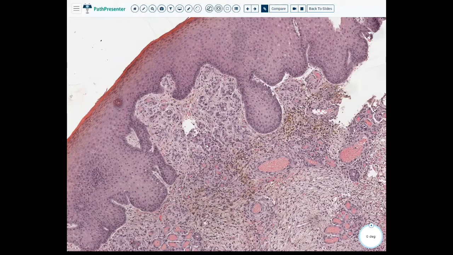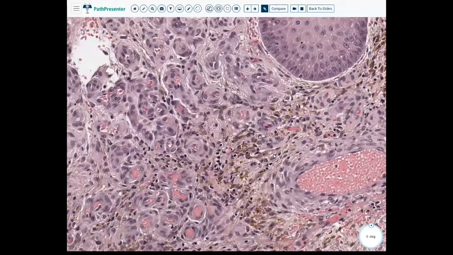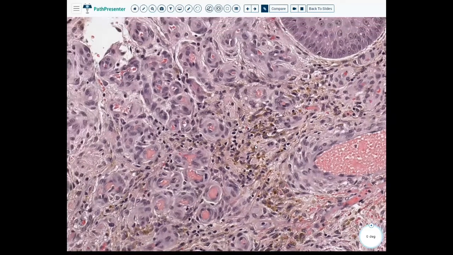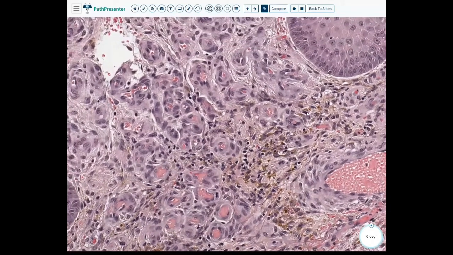What we do see is proliferation of all these vessels. So lots and lots of vessels. Many of them are dilated, so you can see that they're filled with red blood cells, and there's this pigment in here. So if we zoom in to look at the pigment, it's kind of more of a yellow-brown than a dark brown. So this is very likely hemosiderin, and it is within macrophages.